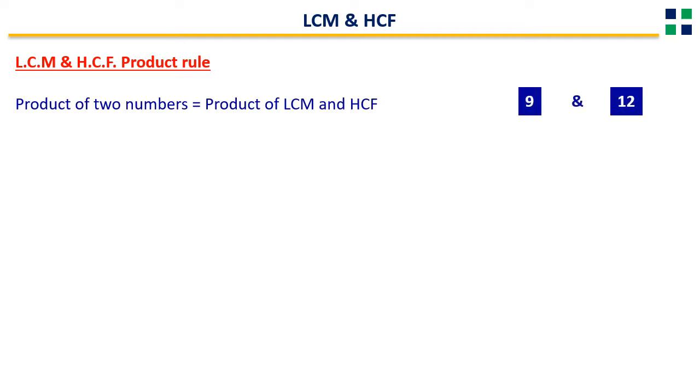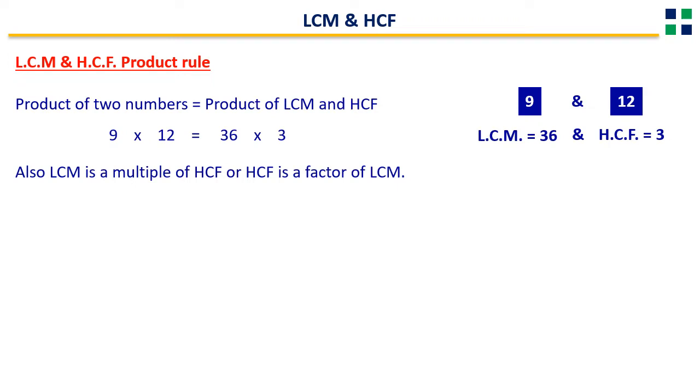I take two numbers, say 9 and 12. What is the LCM of 9 and 12? We know the LCM of 9 and 12 is 36. What is the highest common factor between 9 and 12? It is 3. Okay. Now, if I take the product of those two numbers, 9 and 12, it will be exactly equal to the product of their LCM and HCF, that is 36 into 3. This is what the product rule says. Also, LCM is a multiple of HCF and HCF is a factor of LCM.